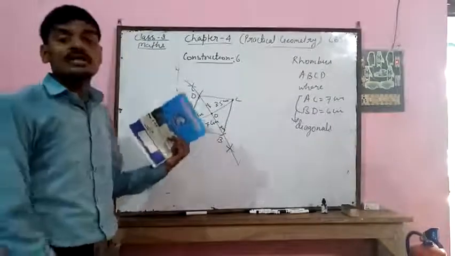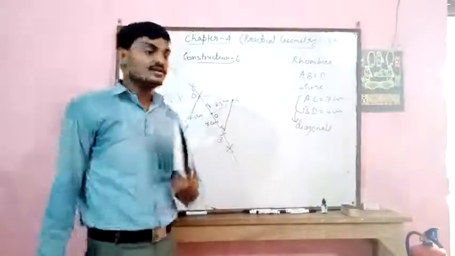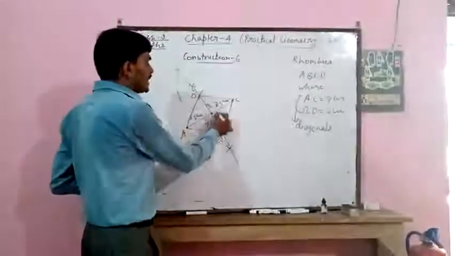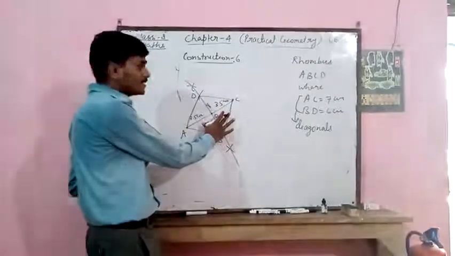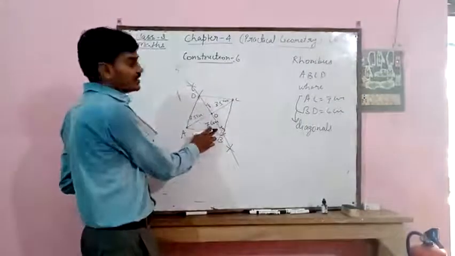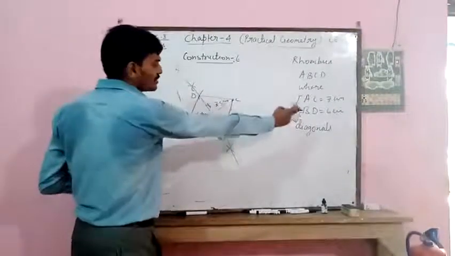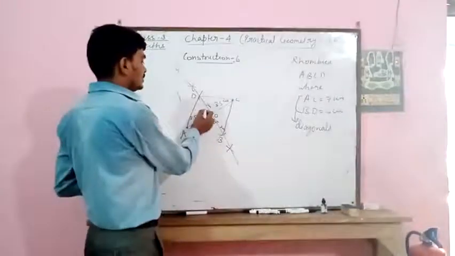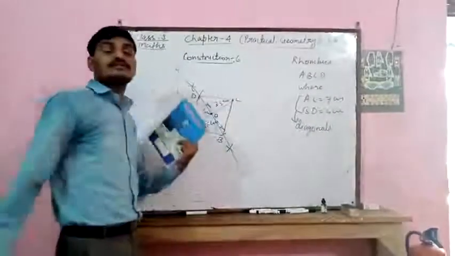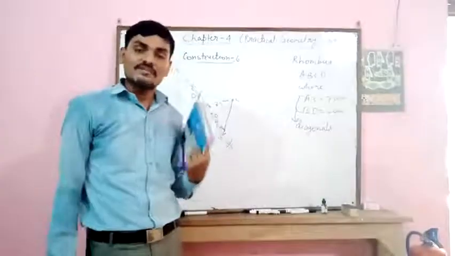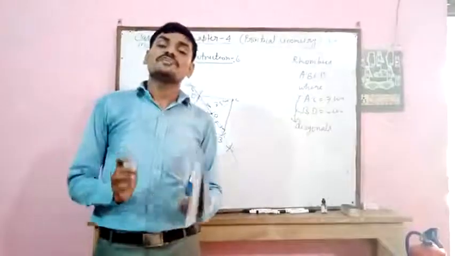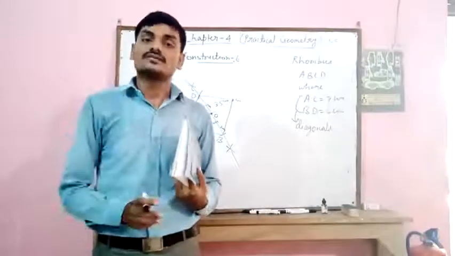Now this is your required ABCD. This is the rhombus. So this is 3.5, 3.5, that is 7 centimeter, and 3 centimeter and 3 centimeter. That is, AC is equal to 7 centimeter and BD is equal to 6 centimeter. So this is your required rhombus ABCD. So this is all about the constructions present in your syllabus. Thank you.